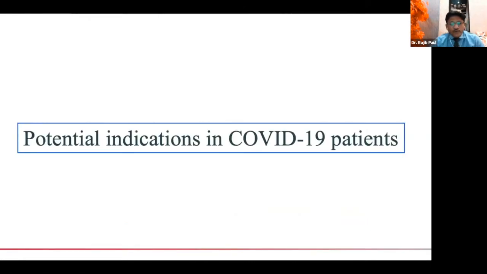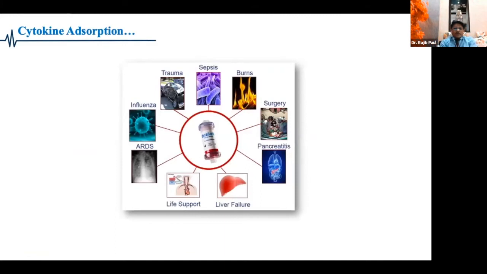So this was septic shock. What are the potential indications in COVID-19 patients? We know Cytosorb is a device which can work in multiple situations where hyperinflammation is the predominant pathogenesis of the disease or the deterioration. From sepsis to polytrauma to extensive burns, major surgeries, abdominal surgeries, coronary artery bypass surgeries with prolonged clamp times, severe acute pancreatitis, acute liver failures, patients on other life support systems where cytokinemias do happen.